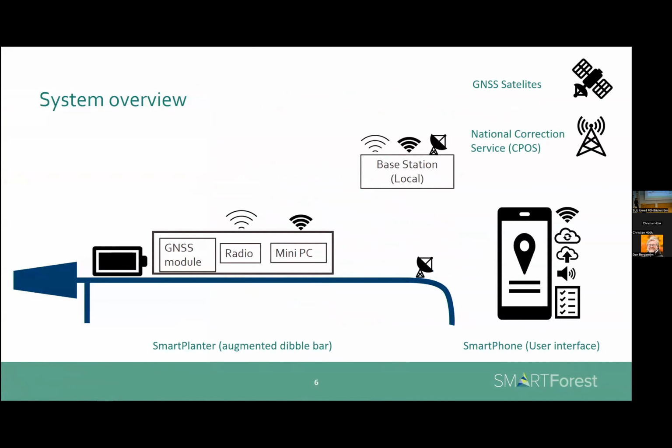This is a quick overview of what's in the box. So we need GNSS services. We have the satellites up there, and then we have a correction signal from the system, and the device itself is located as you see here in the image. So we have a GNSS module in the box, a radio module, a mini PC, a screen on the smartphone or whatever screen, and then we have a base station to have local data if something goes wrong. That was the original idea of what we would need.